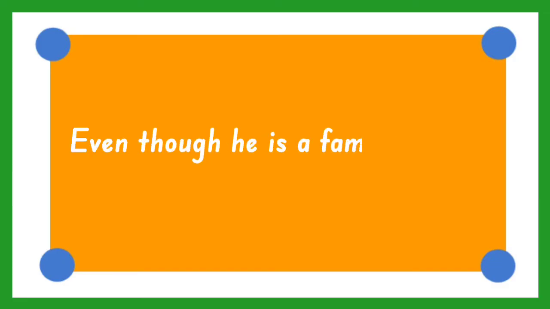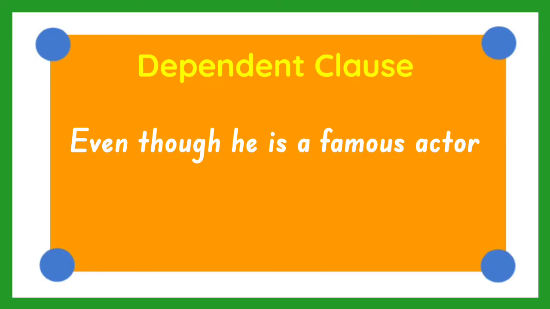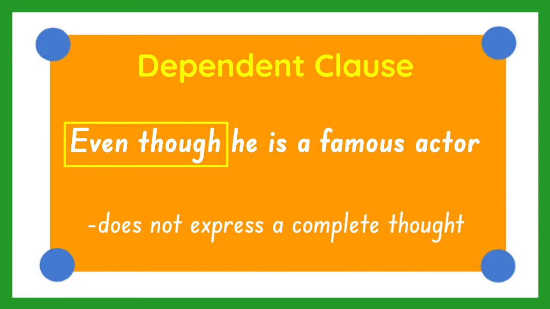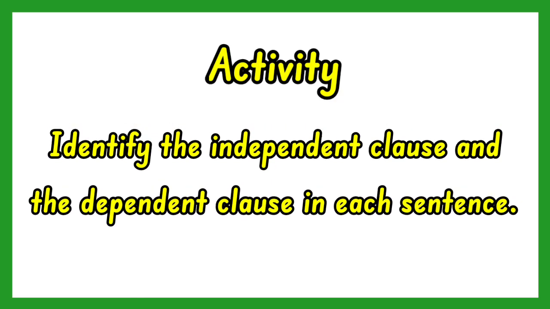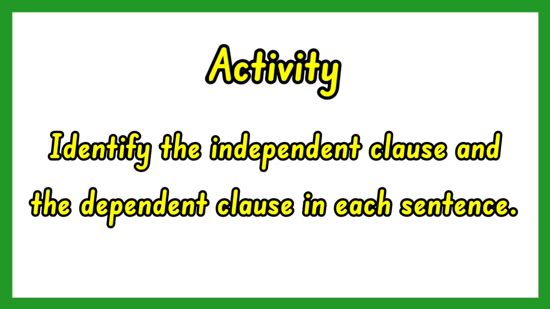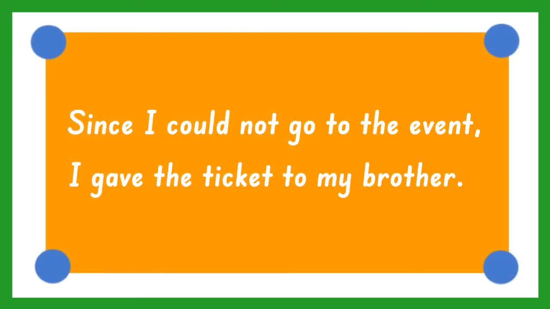Last one. Even though he is a famous actor. This group of words is a dependent clause. It is used with a subordinating conjunction, even though, and it does not express a complete thought. Is it clear? Now let us have the second part of the activity. What you need to do is identify the independent clause and the dependent clause in each sentence. First one. Since I could not go to the event, I gave the ticket to my brother.